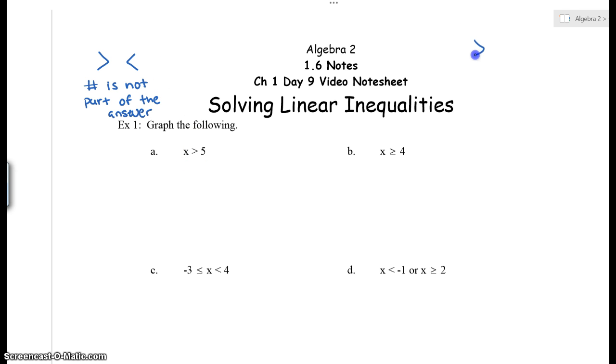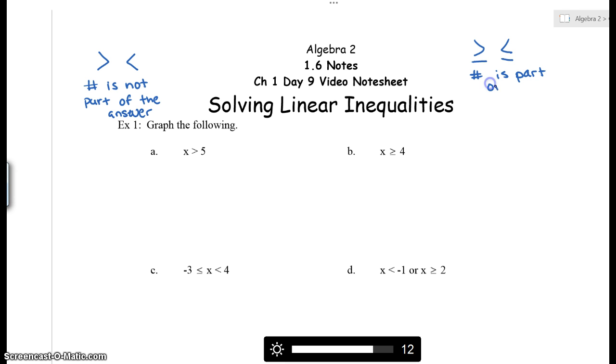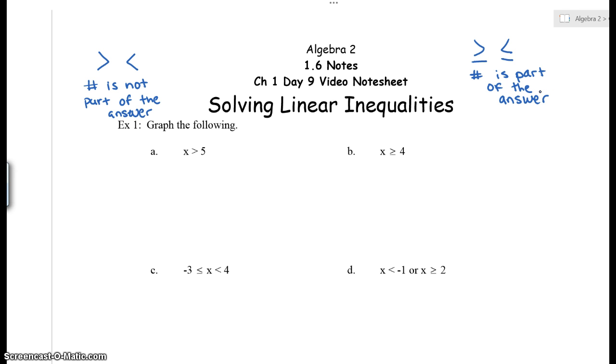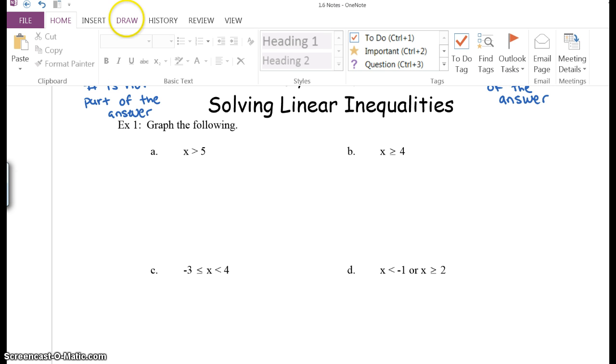And when we have things like greater than or equal to, less than or equal to, that means that the number we are talking about is part of the answer, because of the word equal to. Now, when we are graphing, two things happen. The greater than and less than will be represented with an open circle, and greater than or equal to or less than or equal to will be represented with a closed circle. So keep that in mind, and I put it on the top so that we can constantly look at those if we need to. All right, let's go ahead and look at the first example.